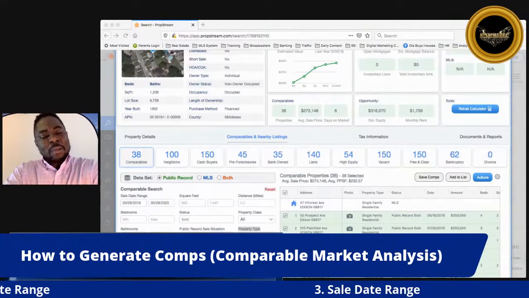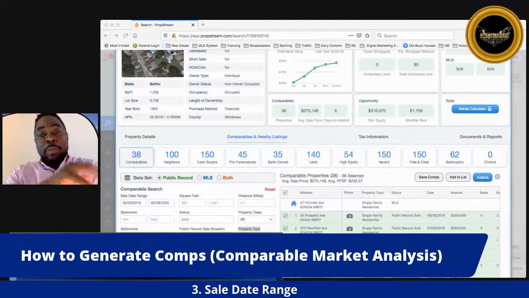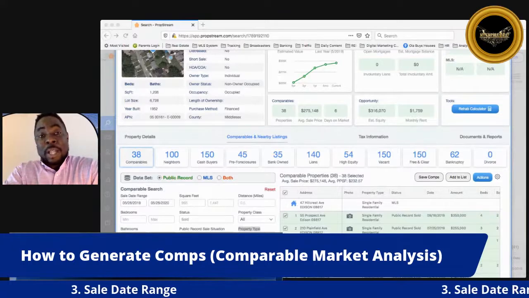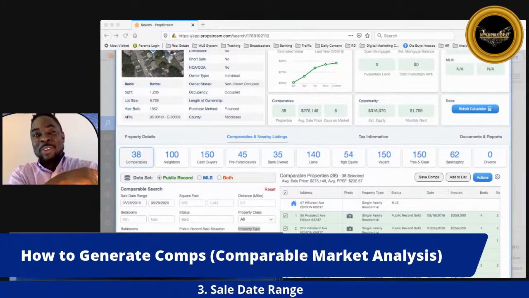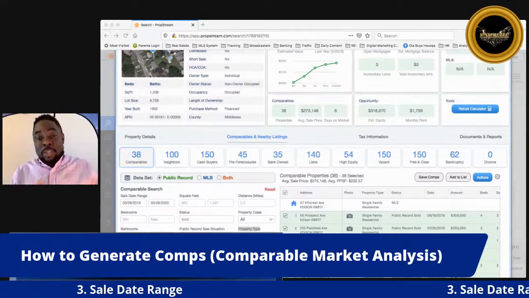Between you and I, we know that property was $700,000 4 years ago. Could it be worth $700,000 right now?